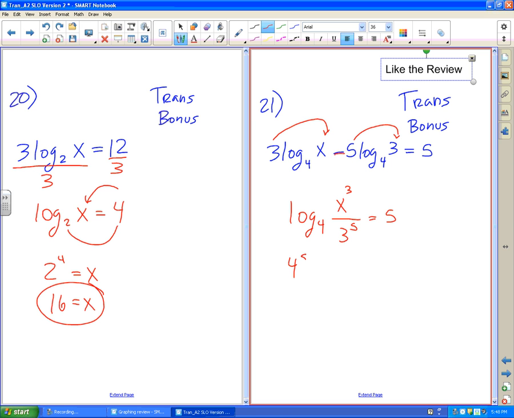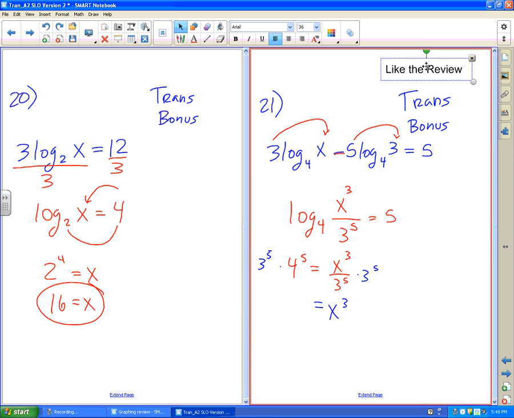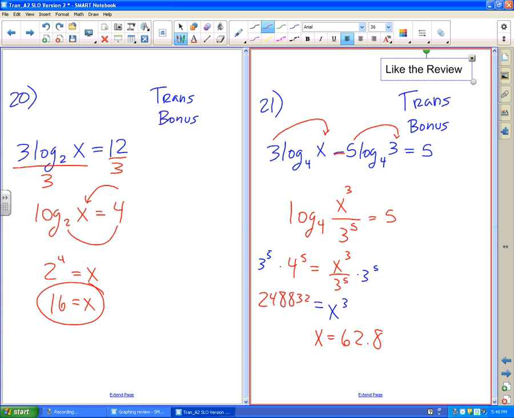So now I get 4 to the fifth equals x to the third over 3 to the fifth. So then all I have to do now is times by 3 to the fifth. And whatever I get there is going to be x to the third. So let's go ahead and I'll do this calculation. 3 to the fifth times 4 to the fifth gives me 248,832. And then do the cube root of that. Okay. And it gives me x equals 62.897, 899 or 898 when I round.